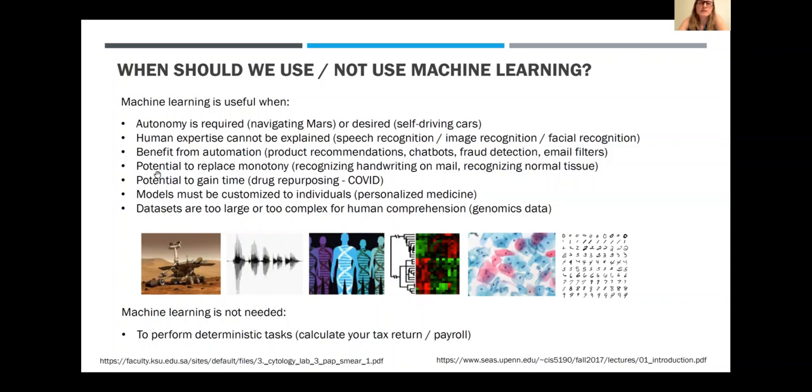There's also places where there's potential to replace monotony, right? And really the typical example is helping US mail recognize handwritten digits, right? Or words that people write on the mail. And so this is one place where AI really helped to recognize handwritten language.